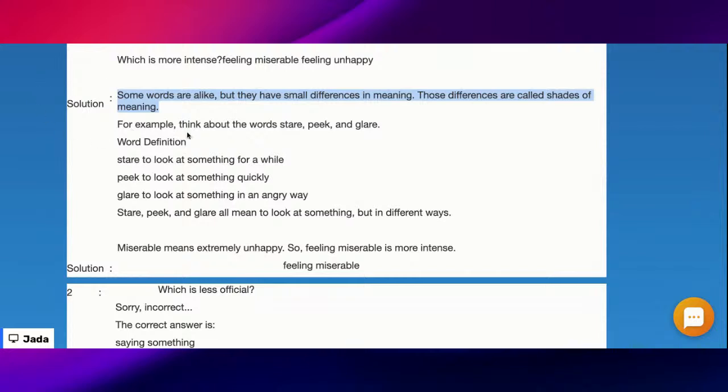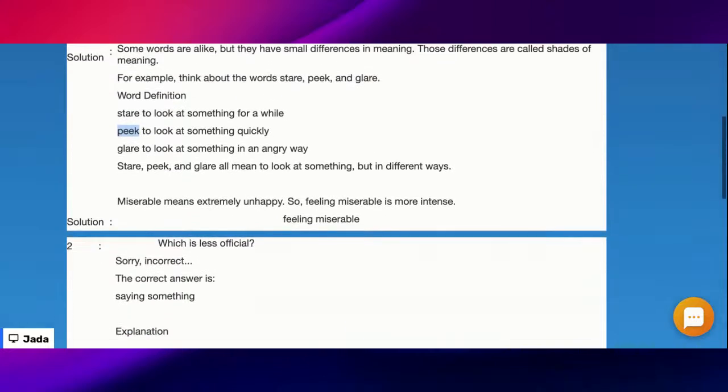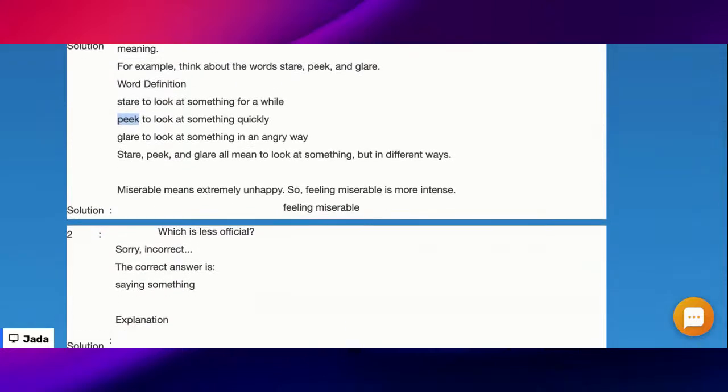For example, think about the word stare, peek, and glare. These words are almost the same thing, but they have a little difference between them. Stare, peek, and glare. So, the definition for stare says that to look at something for a while. So, if you're staring at something, you're looking at it intensely for a while. And then, if it's peek, it's like you just quickly look at it, like a glance, and then you're off. You're not looking at it again. That's for peek. And then for glare, you look at something in an angry way.